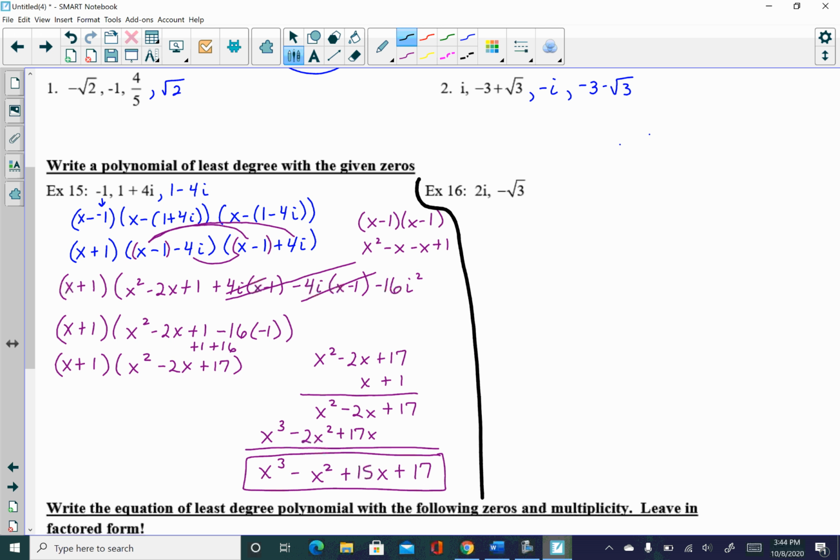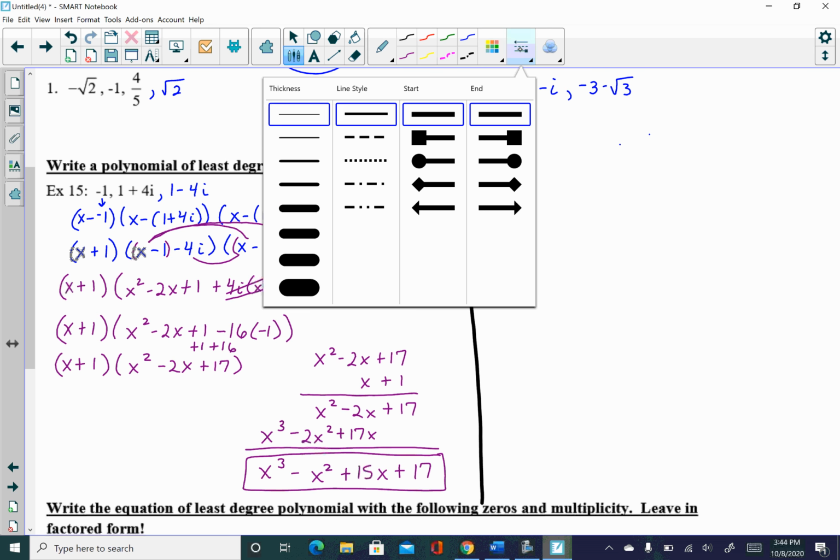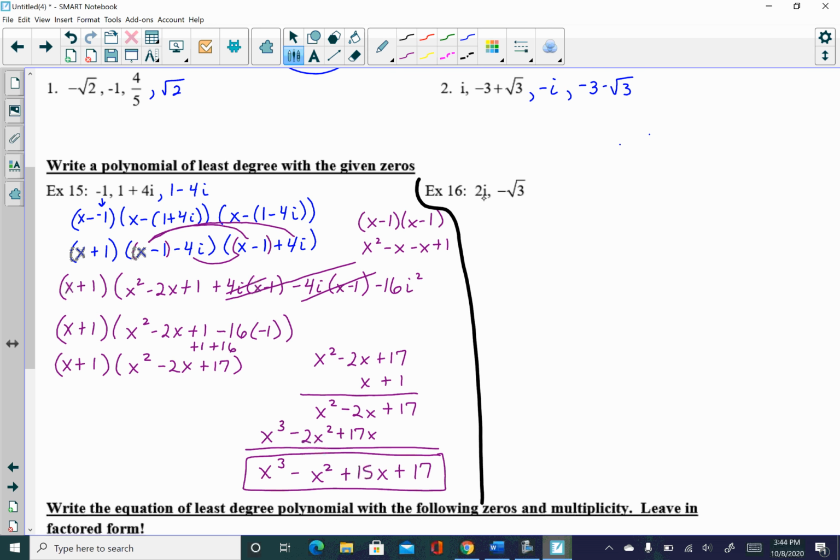All right, so let's look over here. Let's do another one together. So the example over on the right, you have a 0 at 2i, so you know that comes in pairs, so you have to have negative 2i. You have negative square root of 3, so it has to also come in pairs, so we've got positive square root of 3. Turn these zeros into factors, so 2i is going to turn into x minus 2i.